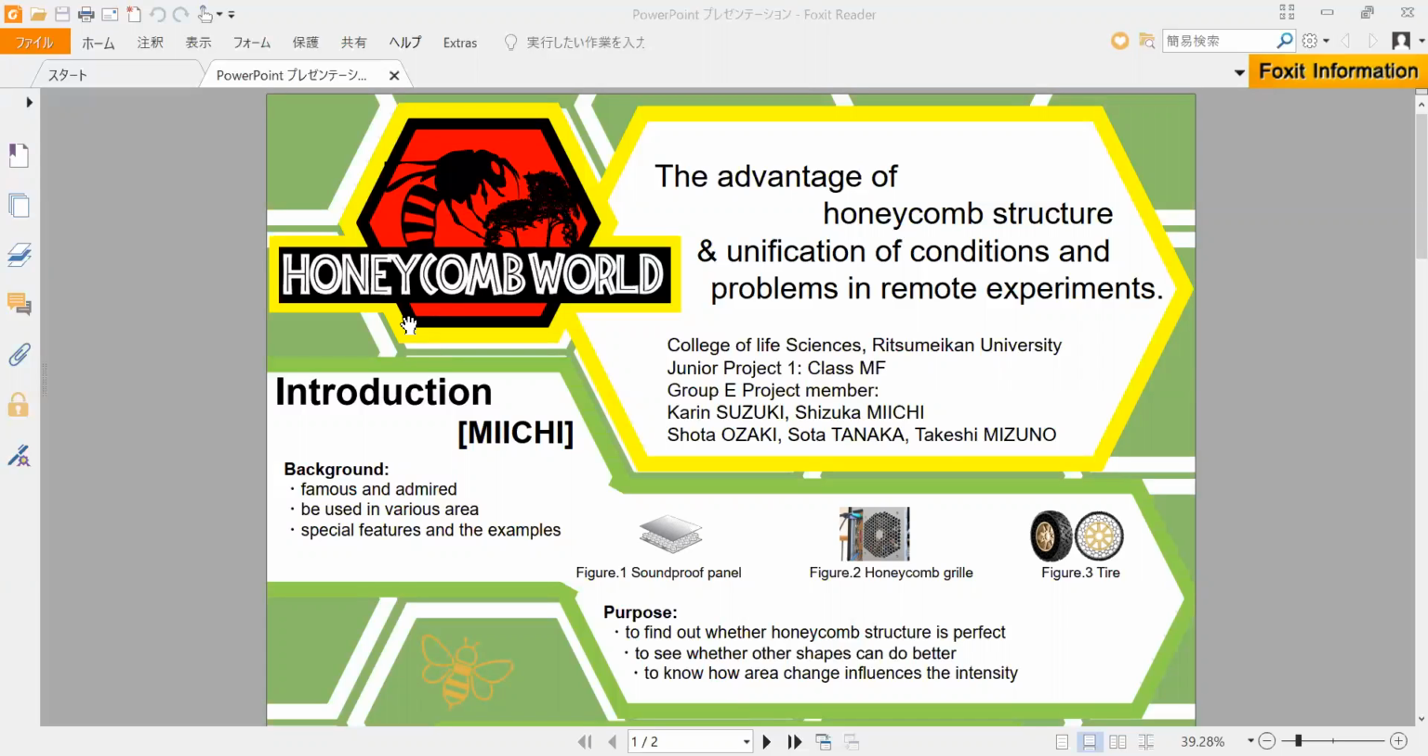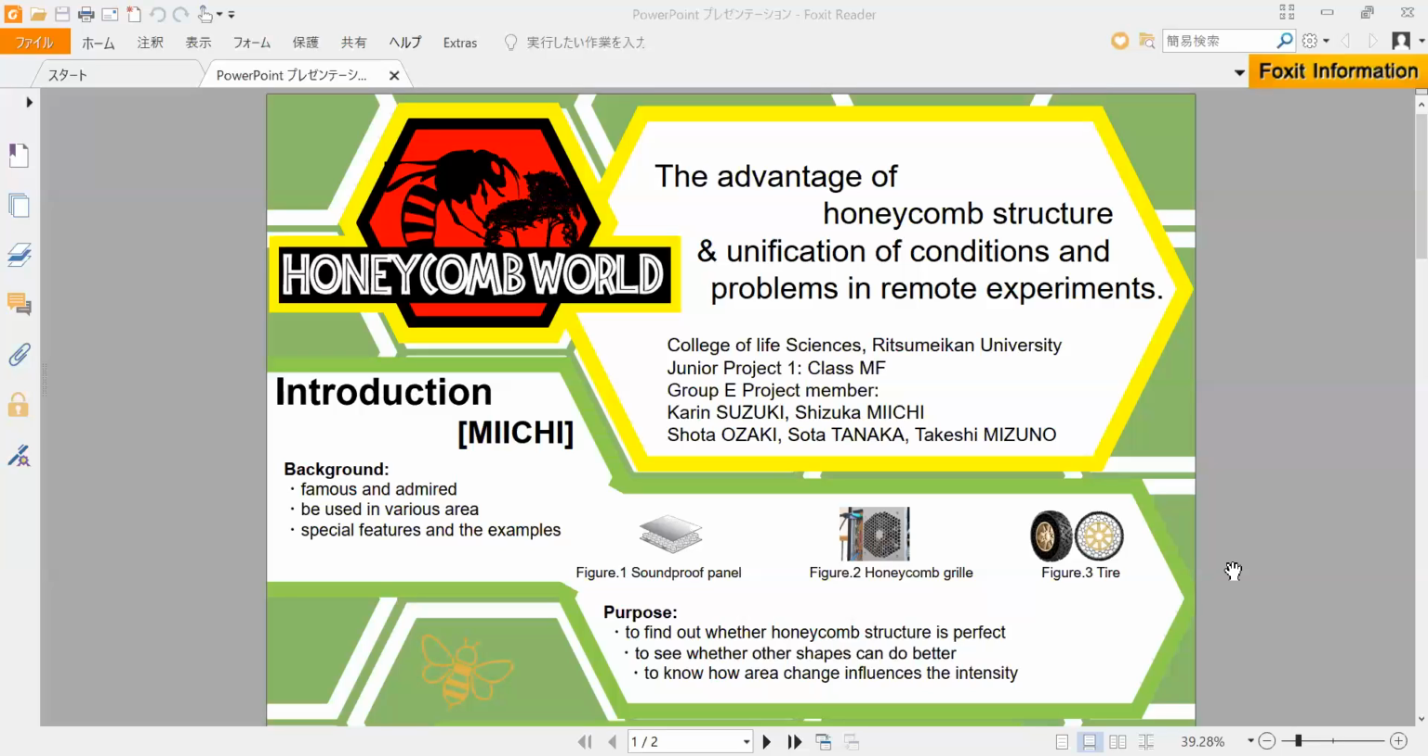The greatest feature of honeycomb structure is minimizing the amount of material used while providing high strength. The objects in Figures 1, 2, and 3 are examples of utilizing this special feature. As we marveled at its power, we wondered whether honeycomb structure really is as good as it is said, whether other shapes could do better, and whether the area of shapes can be affected.